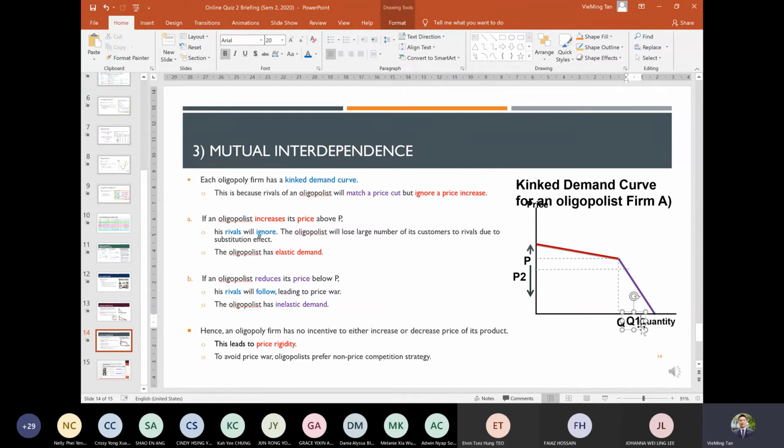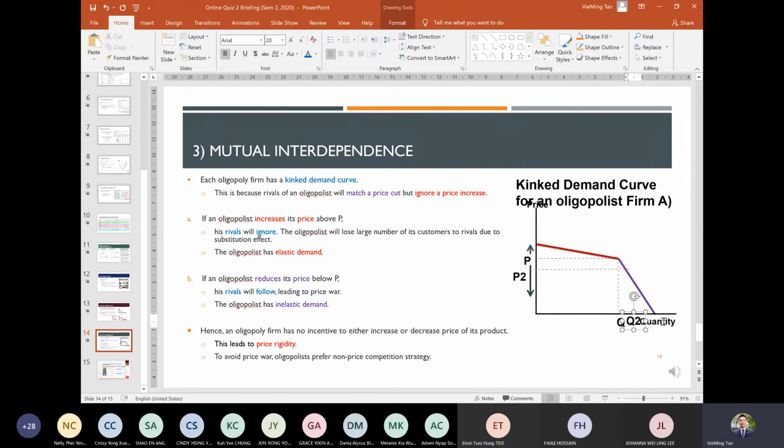Why? Because other competitors will also follow by reducing the price. So even though firm A reduces the price to P2, the quantity demanded only increases a little. Because the consumers from other firms will not switch to firm A, as the other firms also reduce the price. This makes the demand curve at price level P2 less elastic, less sensitive. This scenario is due to the mutual interdependence among the oligopoly firms.